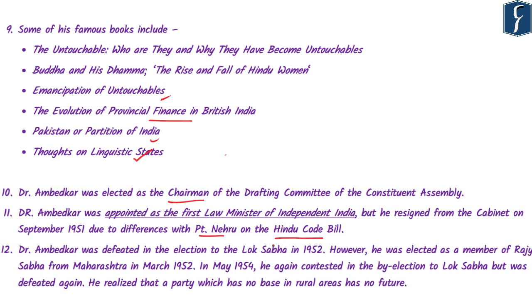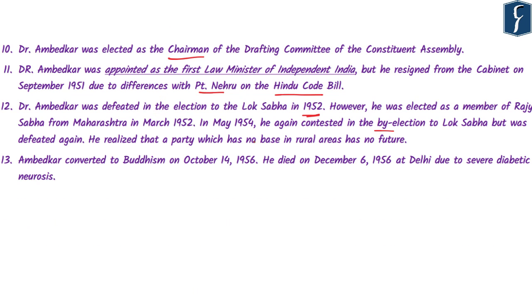Dr. B.R. Ambedkar lost too many elections, and you can use this as an example of perseverance of a leader in ethics paper. Dr. Ambedkar was defeated in the general election that happened in 1952. However, he was brought to Rajya Sabha and made a minister from there. He again contested the by-elections that happened in 1954, but he lost again. Dr. B.R. Ambedkar finally converted to Buddhism on October 14, 1956, and he died on December 6, 1956.